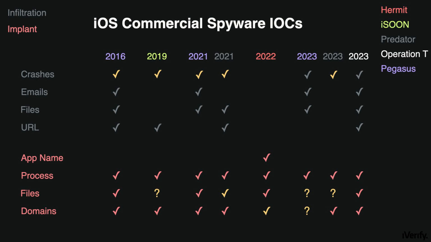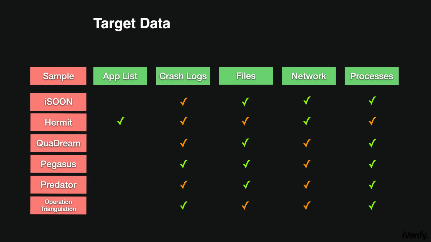Now, if we're sorting this a little bit differently, by category, if we want to detect such commercial spyware, there's a couple of interesting data categories that we need to get from a device. We would need to be able to gather an application list in order to detect Hermit. We want to be able to detect crash logs in order to find the initial infiltration of a lot of these samples. If we get access to a file list, we can find some of the files which are left behind. Network data is always used in terms of command and control infrastructure. And if we get access to a process list, we would be able to find a lot of those samples running live on a device.